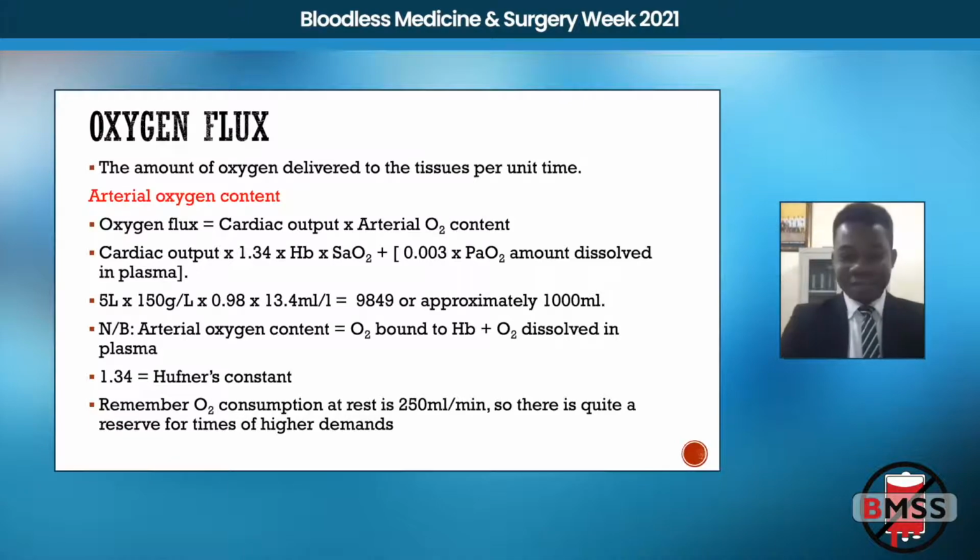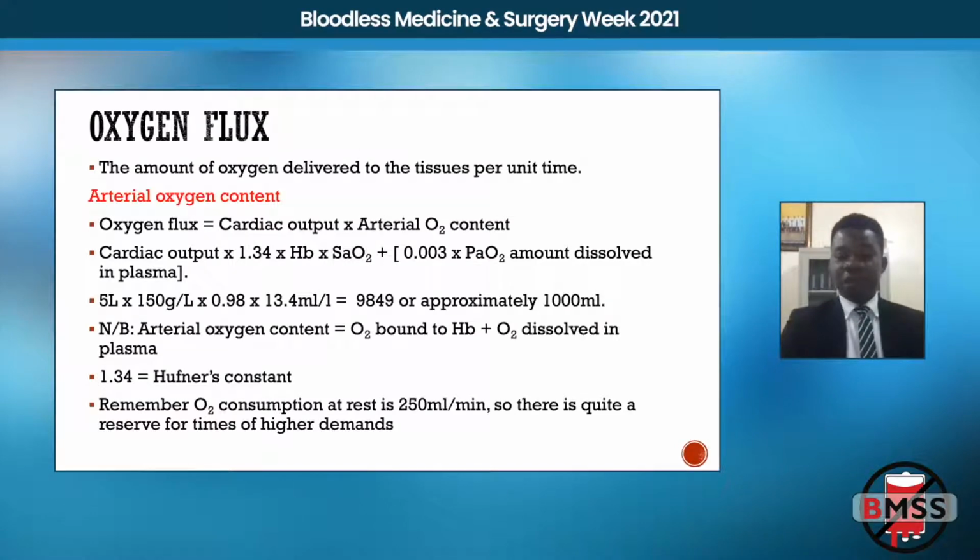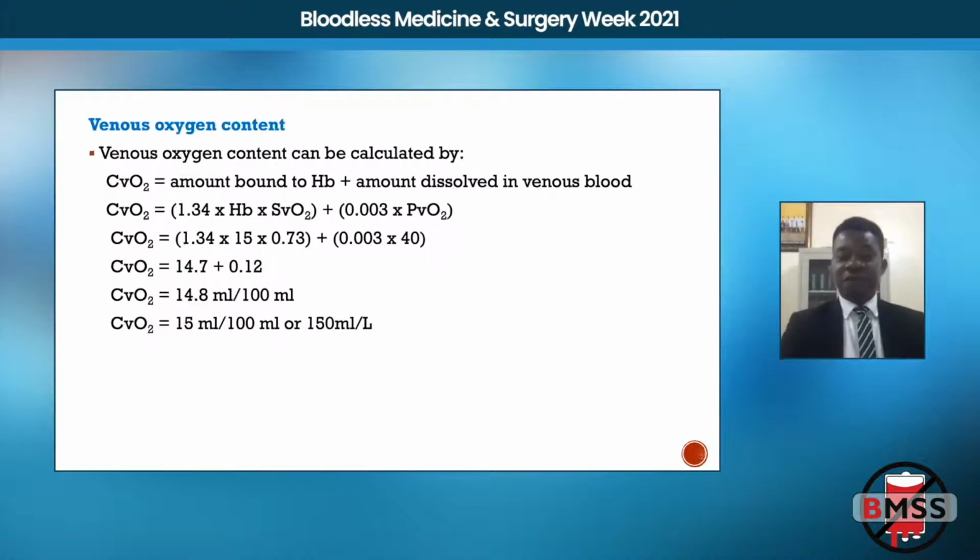1,000 ml of oxygen is available. And remember that at the resting stage, what we actually need is 250 ml of oxygen. Which means the body is designed in such a way that there is a lot of reserve available. In times of higher demand, there is a lot of reserve readily available for the patient.